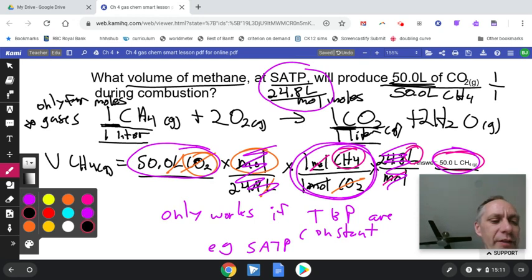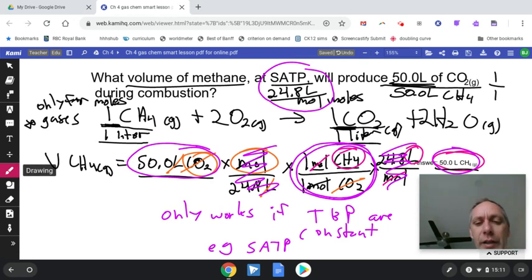Okay, hopefully that makes sense to you. And if it doesn't, you can do it the long way. It's okay to write both of these in and cancel them out. Just use that gas Stoich format. It also works. It just takes a little more time.